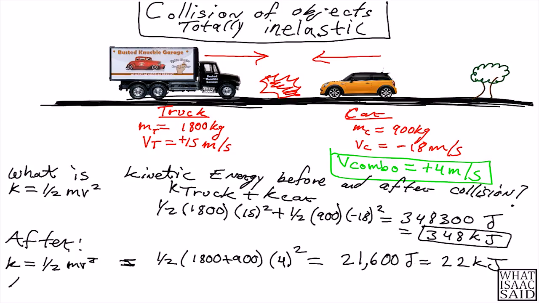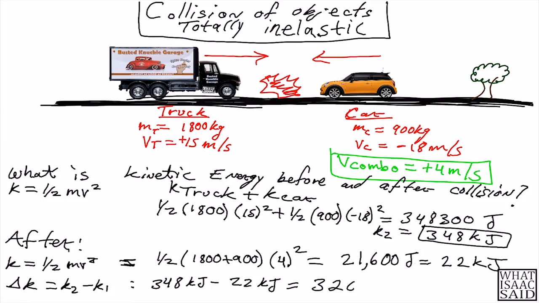So the change in our kinetic energy we can denote as change in kinetic, and that will be kinetic 2 minus kinetic 1. Remember that this was our K1, so we will have 22 kilojoules minus 348 kilojoules, and that should give us our change in kinetic energy, which will be 326 kilojoules. So this is the energy that we lost in the collision.